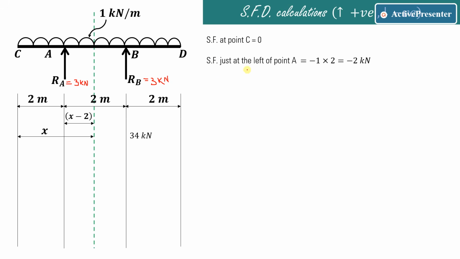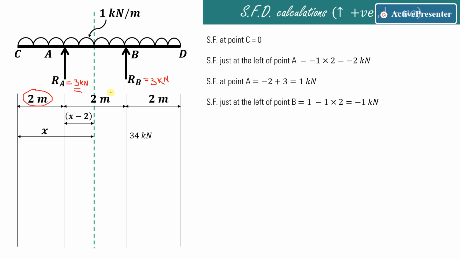Shear force just at the left of point A: so this is point A, and just at the left of it will be 1 into the length, that is 2, so it is minus 1 into 2, that is minus 2 kilonewton. Exactly at point A, there is an upward acting reaction of 3 kilonewton, so it is minus 2 plus 3, that is 1 kilonewton.